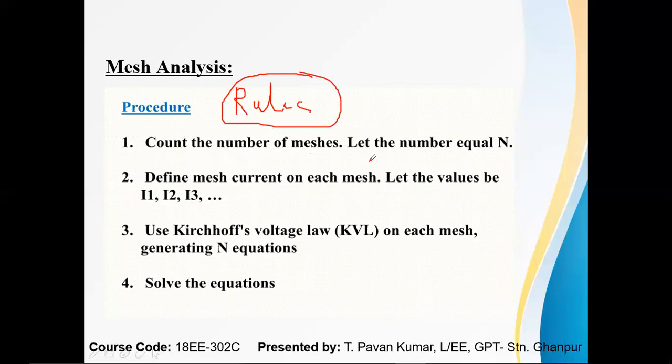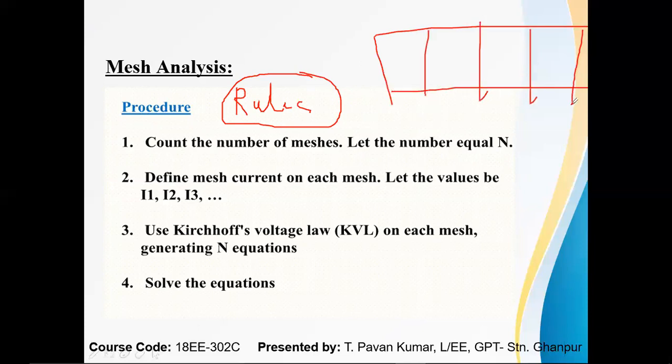First, count the number of meshes. Let the number be n. How do you count the meshes? Wherever a closed path is there, you count it. Let's say this is a circuit and this is a branch. How many closed paths? 1, 2, 3, 4. This is also 1, 2. It means the number of meshes is 4. Then you define the mesh current on each mesh. So let me define these as I1, I2, I3, I4 like this.